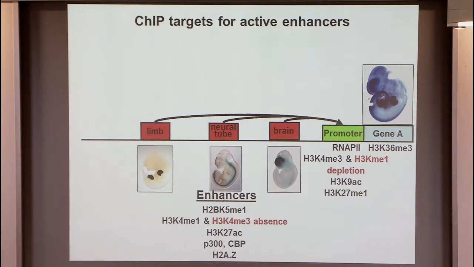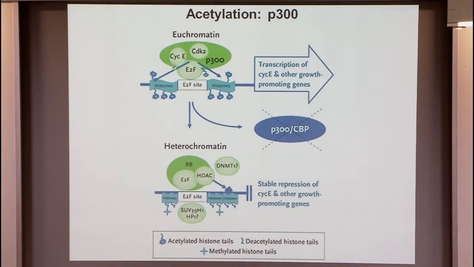Other ones, I mentioned H2AZ, and another one that's used a lot for enhancers is P300, which I'll talk about and give you an example for. So P300 is a histone acetyltransferase. Basically what it does is it throws acetyl groups on histones, and so that opens up the region and makes it more active. And what people have seen is that it definitely tends to co-localize with enhancers, both poised and active.